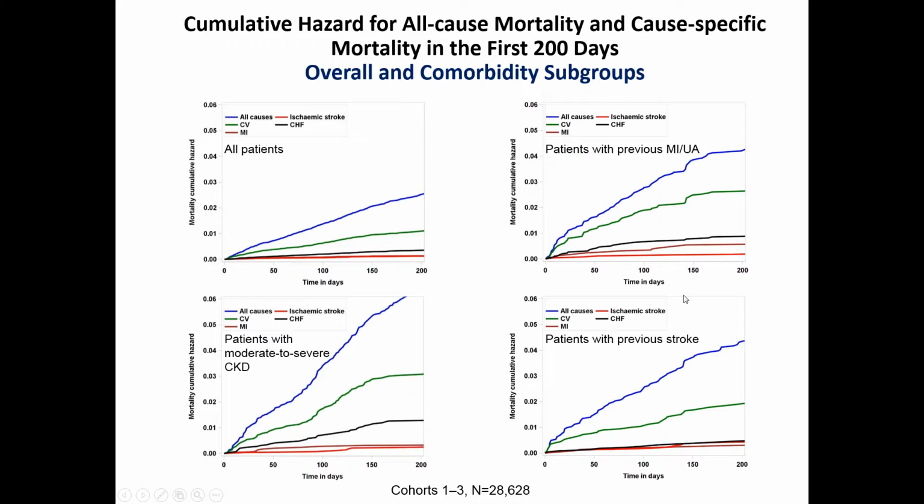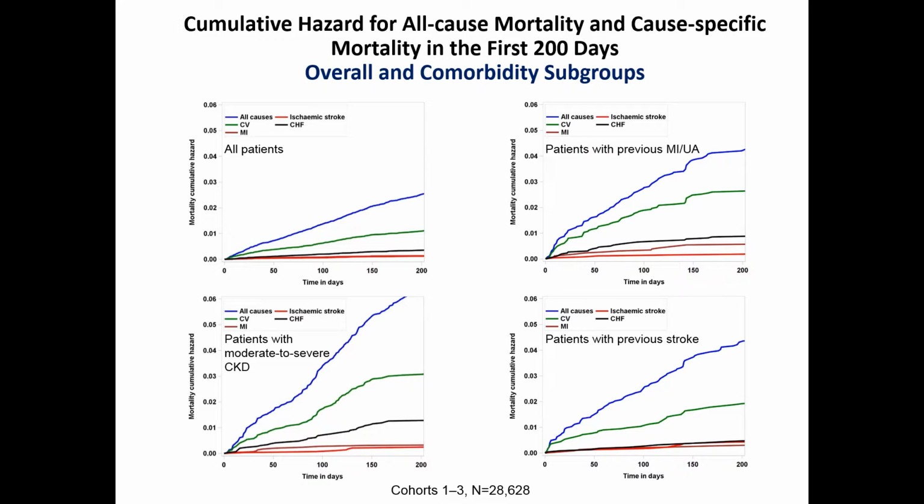Now back to GARFIELD. We're looking now at mortality over the first 200 days. All patients are in this top left-hand panel, and you can see that the mortality appears, when we look at it over this duration, to be fairly linear if we look at all patients. The total mortality, as you can see, is going up to about 3% in the first 200 days. You can see about half of that is cardiovascular, and of the cardiovascular causes, heart failure is the most common.